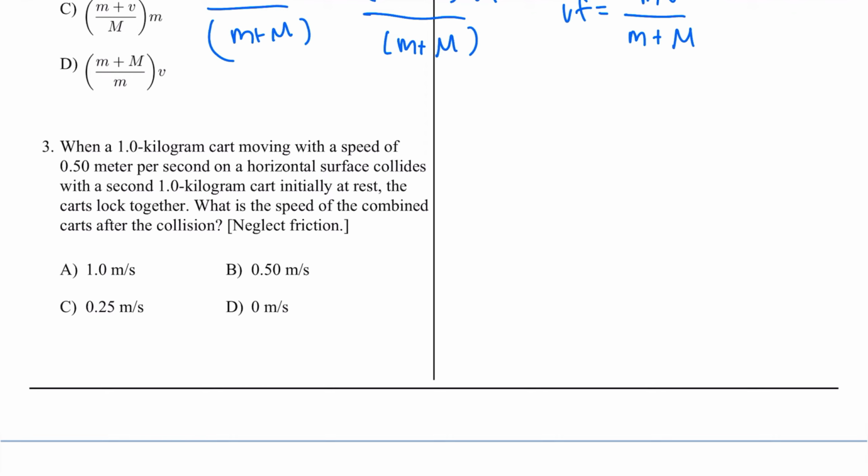Number 3. When a 1 kilogram cart moving with a speed of 0.5 meter per second on a horizontal surface collides with a second 1 kilogram cart initially at rest, the carts lock together.